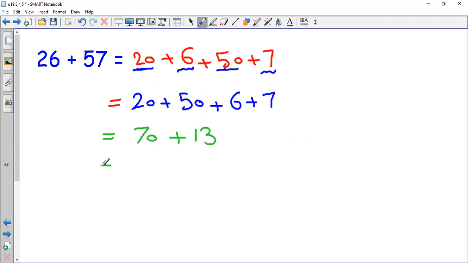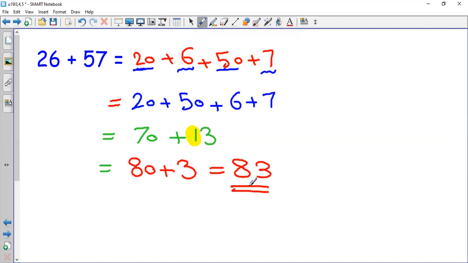I didn't finish my problem yet. I didn't find the answer. Now I have to recombine these numbers together to see the final answer. Here I have 70 and here I have 10. This one in the number 13 is tens. So I have 70 plus 10 equals 80, and I have 3 more. 80 plus 3 is 83. And this is my final answer. 26 plus 57 is equal to 83.